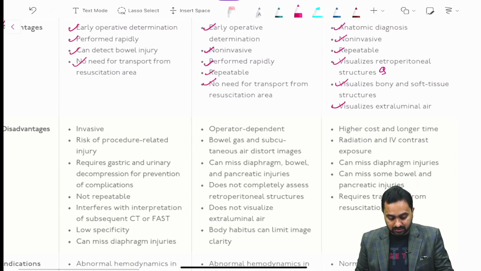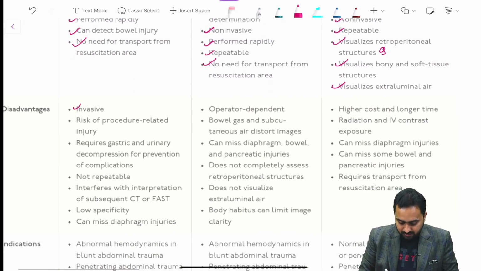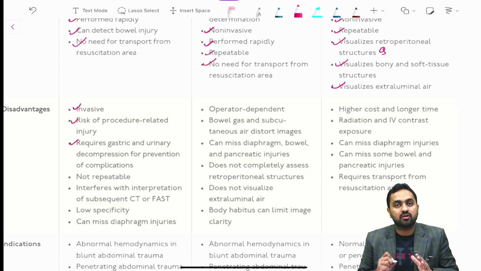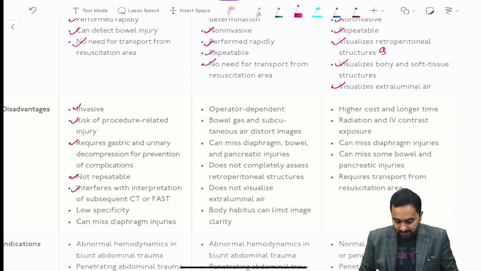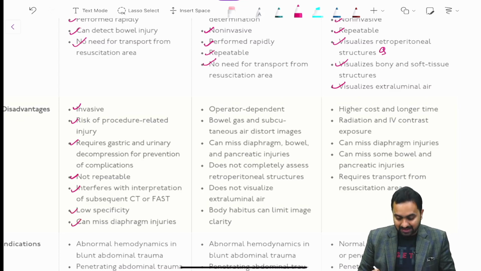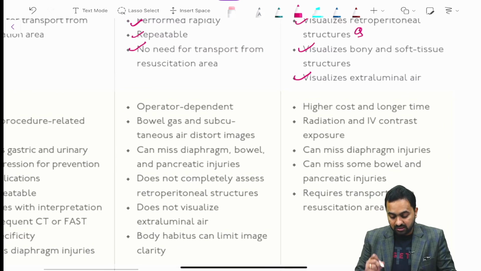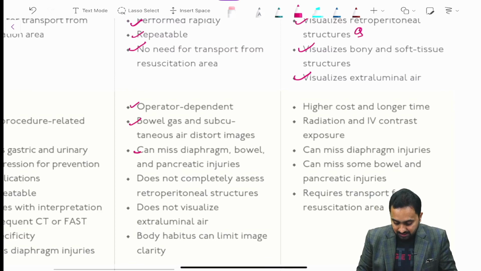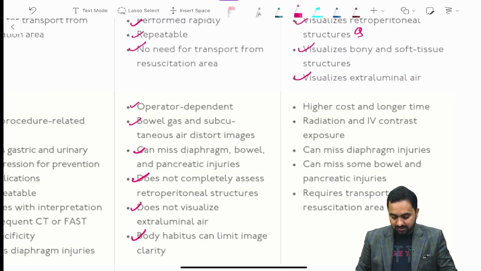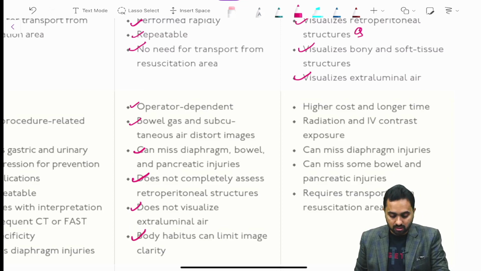Now looking at the disadvantages, for DPL we have: invasive, risk of procedure-related injury, requires gastric and urinary decompression for prevention of complications, not repeatable, interferes with the interpretation of subsequent CT or FAST, low specificity and can miss diaphragm injuries. Now E-FAST is operator dependent, bowel gas and subcutaneous air can distort images, can miss diaphragm, bowel and pancreatic injuries, does not completely assess retroperitoneal structures, does not visualize extraluminal air, and body habitus can limit image quality.